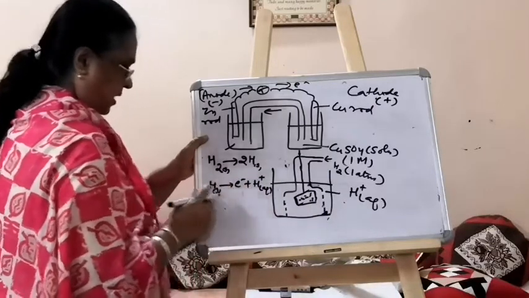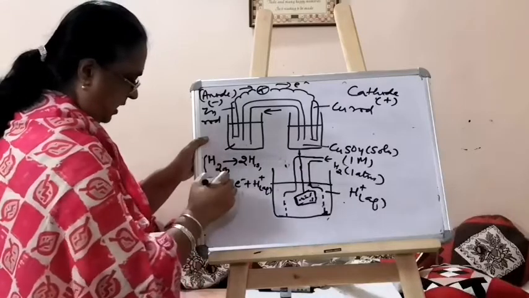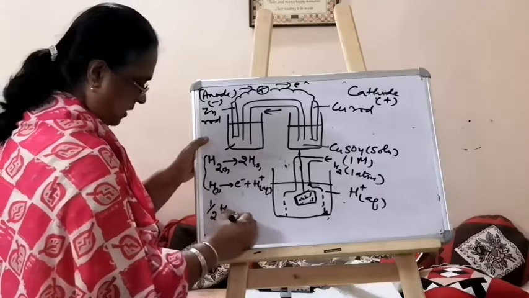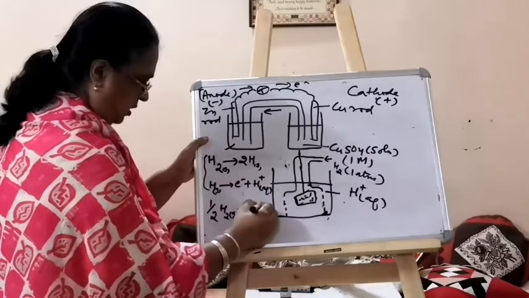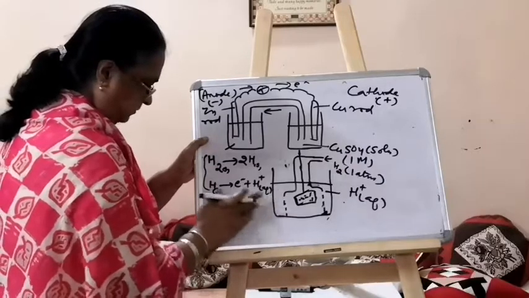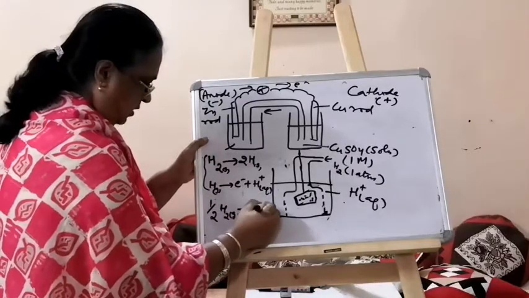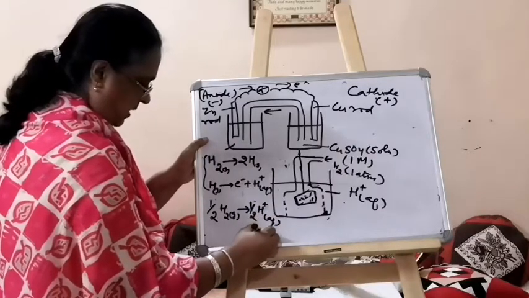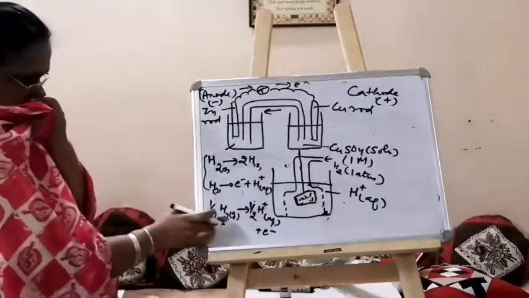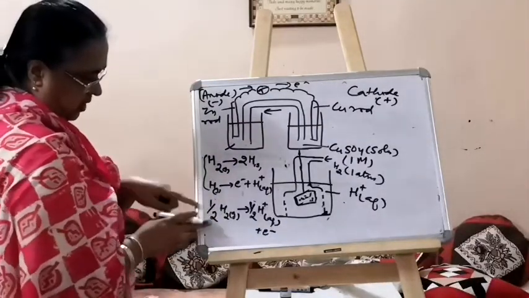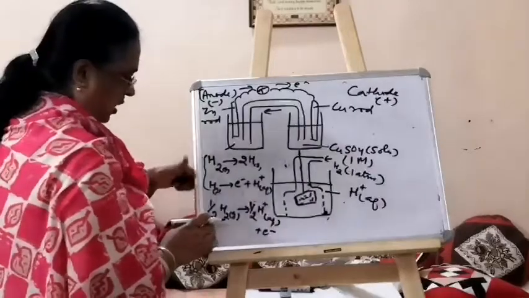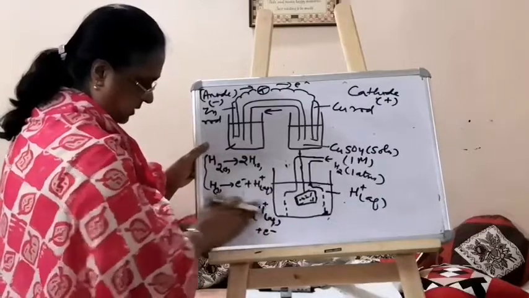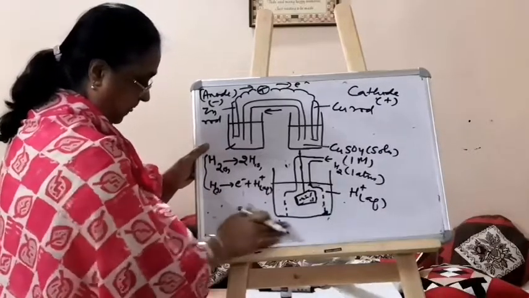Sometimes these two reactions are combined and written like this: half H2 gas gives hydrogen ion aqueous and 1 electron. Here half H2 means 1 atom. So either you write it this way or you can write the other reaction. So here what do you see? That the electron is being lost. So I take up this reaction. Both ways I have shown to you.